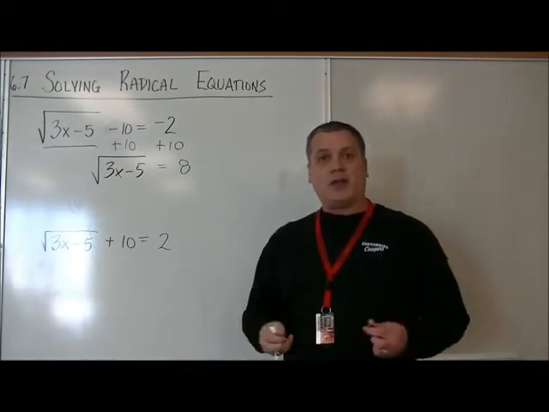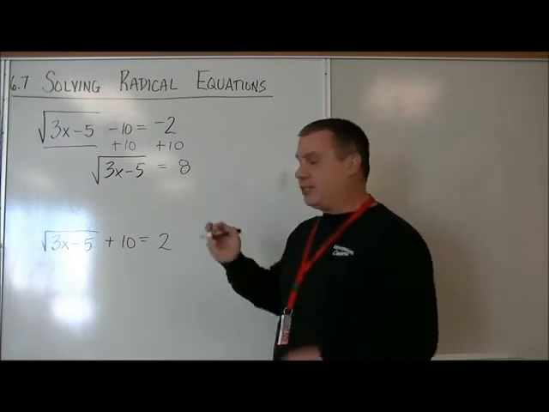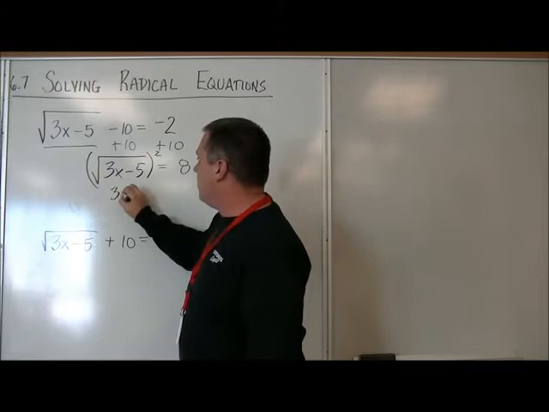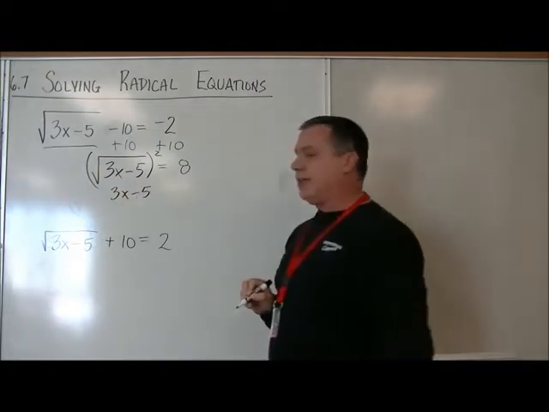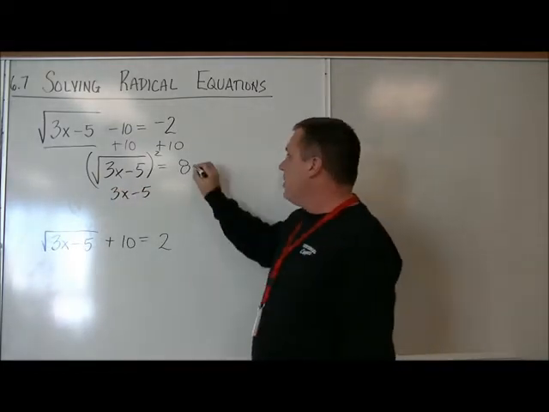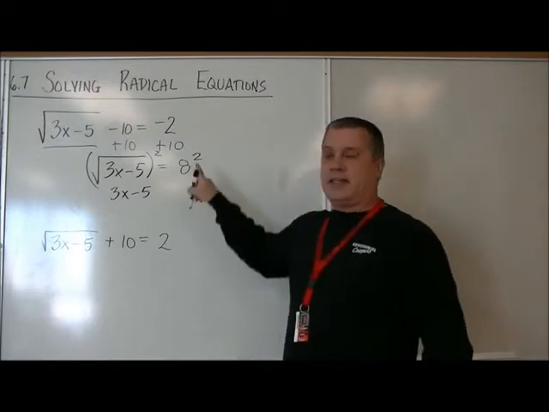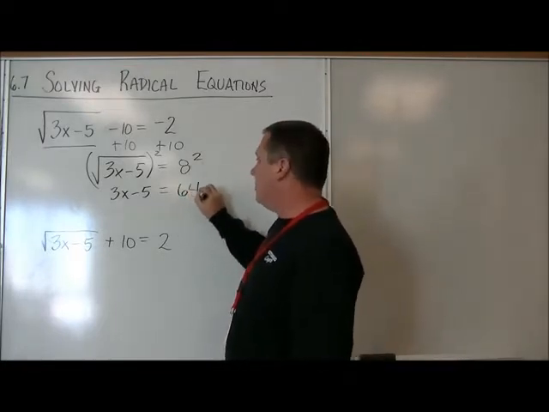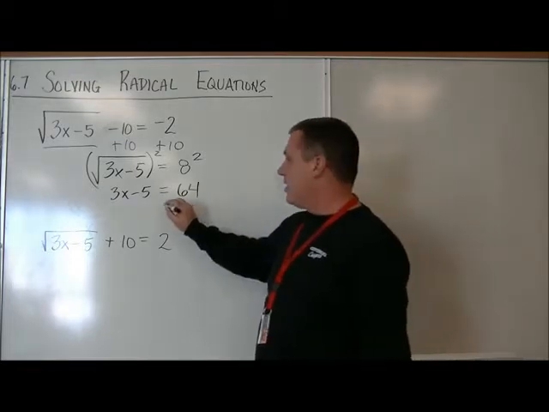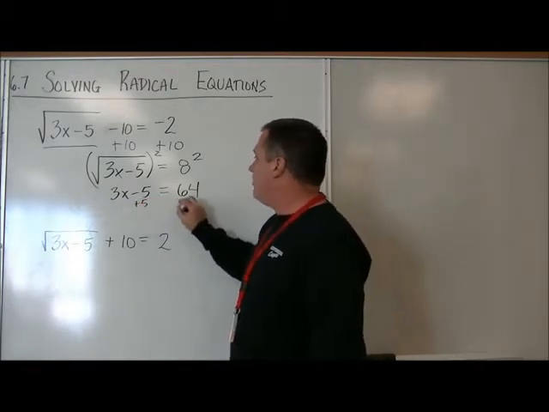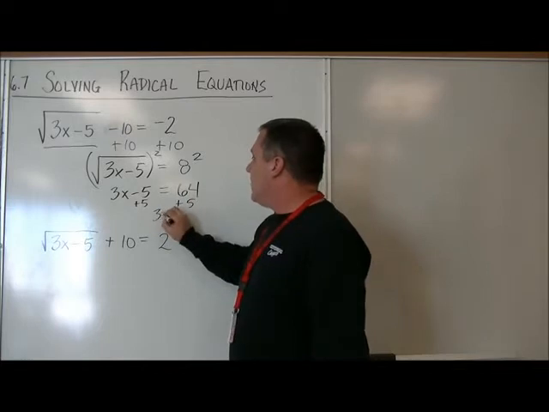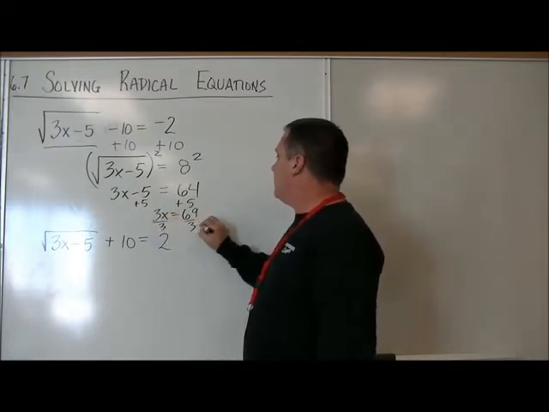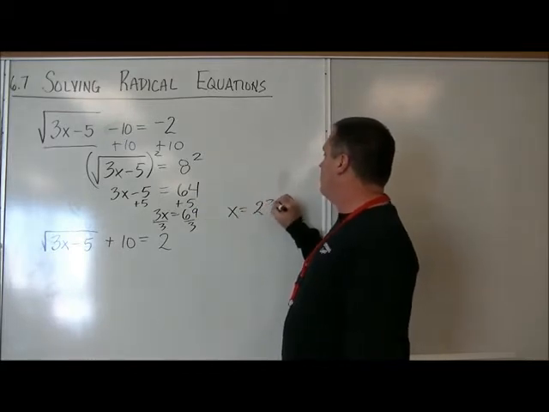Since I have the radical all by itself and I have an expression underneath it, at this point, whenever you square a radical, remember you get what's underneath the radical. So that gives me just 3x minus 5. Don't forget to square the right-hand side. That's the most common mistake I see students make. 8 squared is 64. Don't leave that as 8, or you're going to get the wrong answer. So now I add 5 to both sides, and I get 3x is equal to 69. Divide by 3, and I get an x value equal to 23.